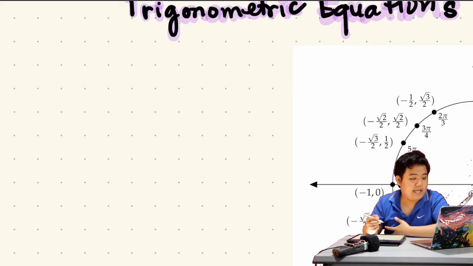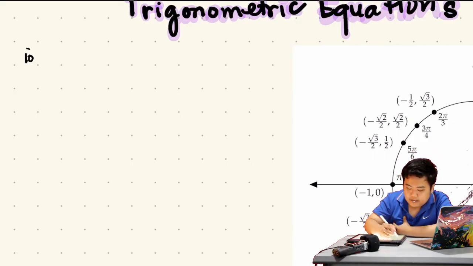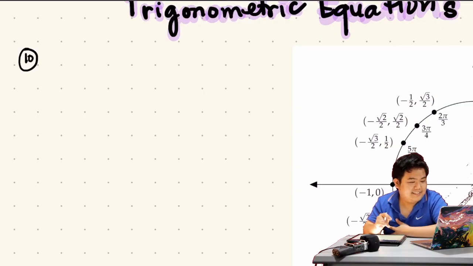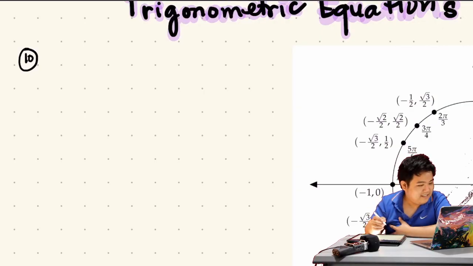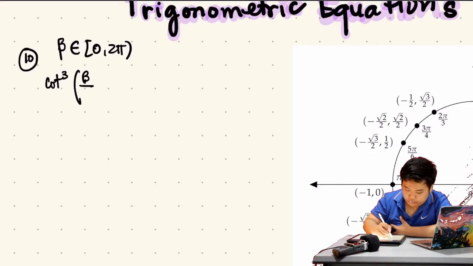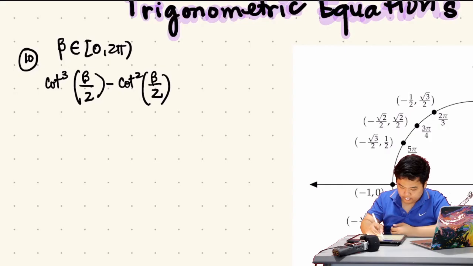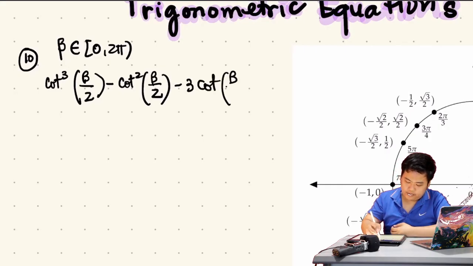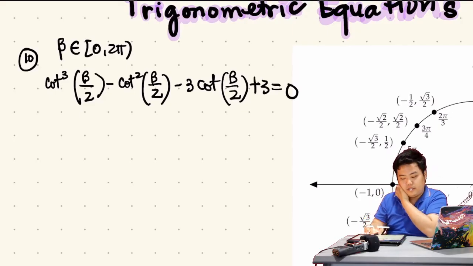Okay. So, sa number 10, ang x daw natin ay wala na. Anong letter? Beta na lang. Beta raw is the angle from 0 to 2 pi. Ito yung equation: cotangent cube beta over 2 minus 3 cotangent square beta over 2 plus 3 cotangent beta over 2 minus 3 is 0. Okay, mukhang scary siya, no? Okay, mukha lang naman.